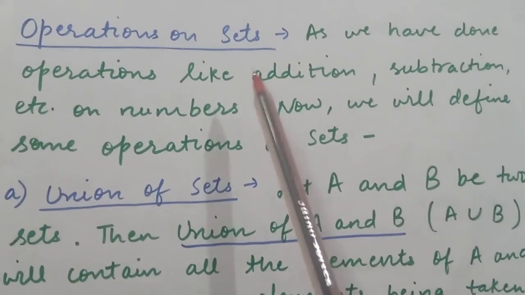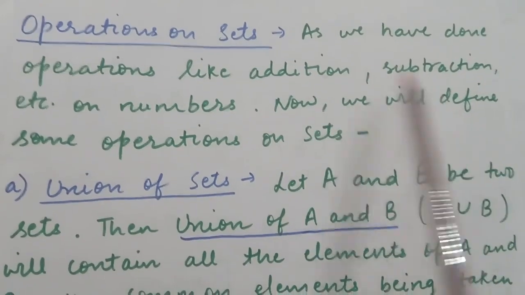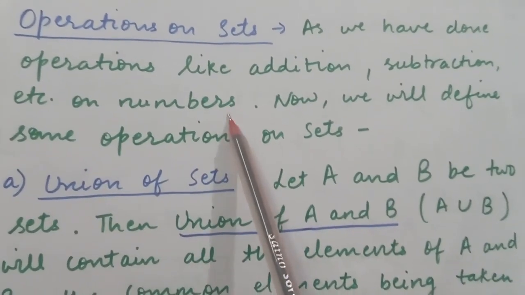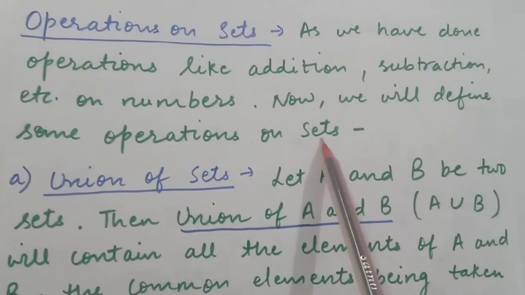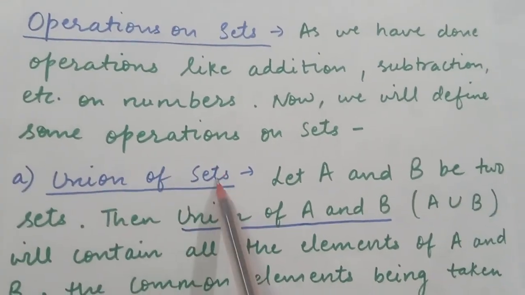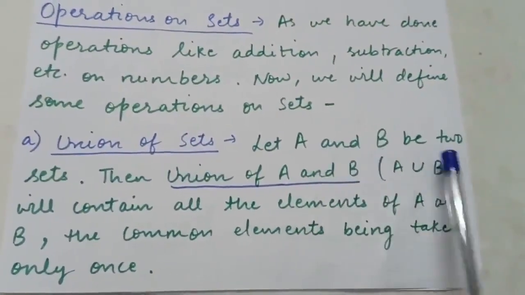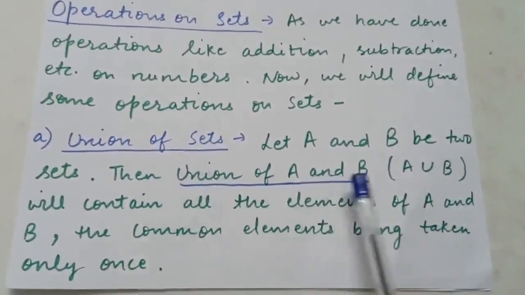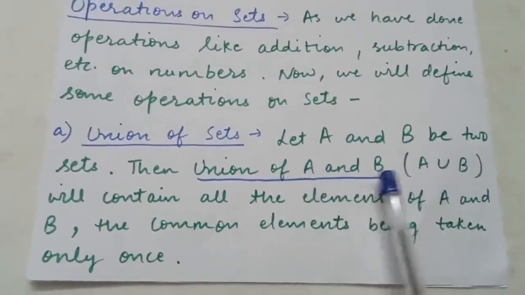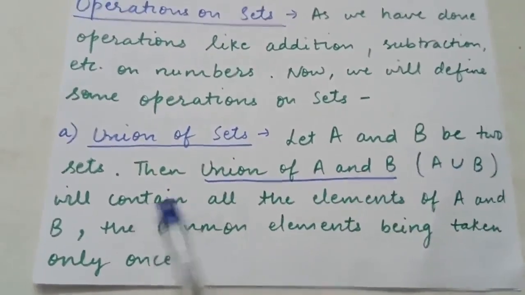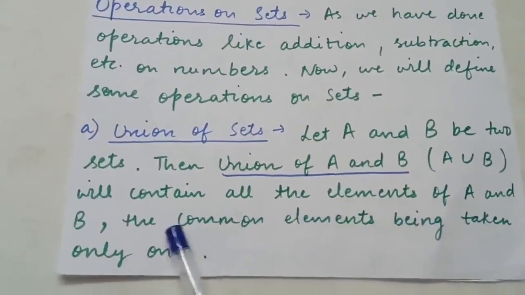Now operations on sets. As we have done operations like addition, subtraction, etc. on numbers, similarly we will define some operations on sets. So first is union of sets. Suppose A and B are two sets, then the union of A and B is represented by this symbol. A union B will contain all the elements of A and B, the common elements being taken only once.